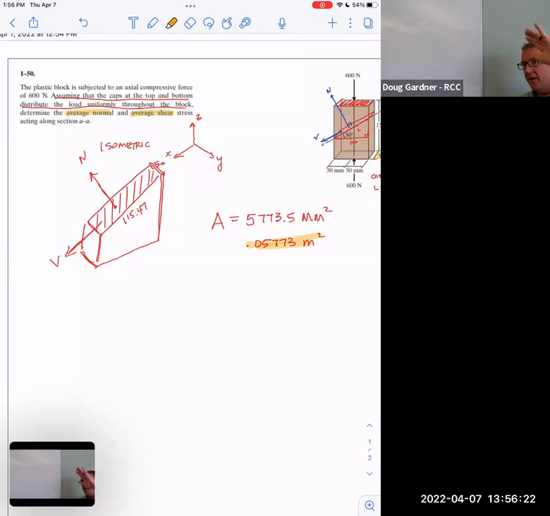PSI is the only way you're ever going to see anything that's pressure, so you're sort of forced to change it to pounds and square inches.